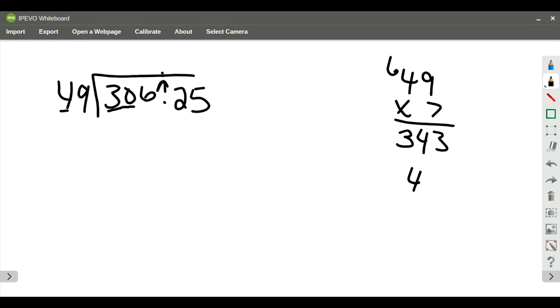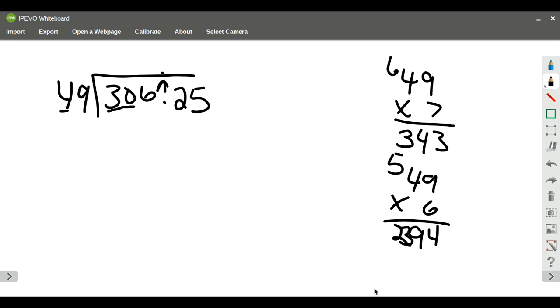So I'm going to do 49 times 6. 6 times 9 is 54, so I'm going to put down the 4. I'm going to regroup the 5. Let's see, 6 times 4 is 24, plus 5 is going to be 29. So that should work.